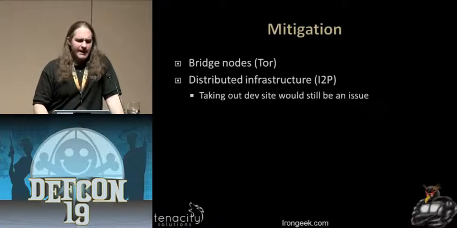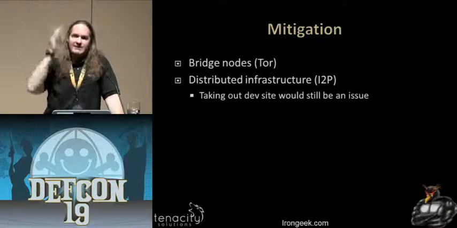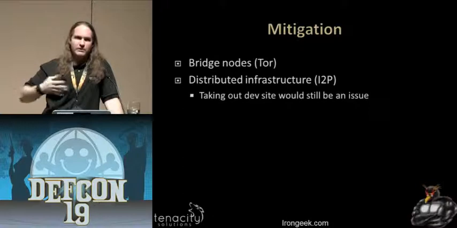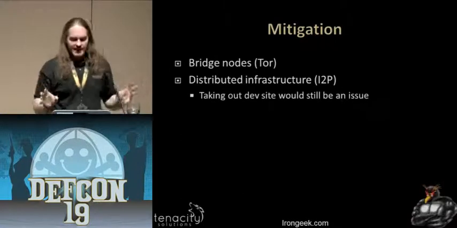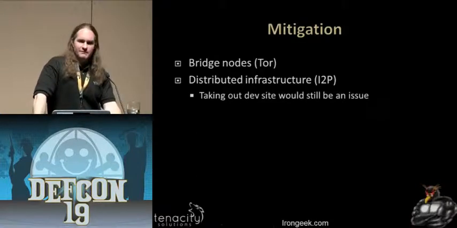Distributed infrastructure may help. For instance, I2P, instead of having core directory servers, tries to do everything in a distributed hash table where everybody's kind of responsible for sharing this information. And once you get in the network and you've had some time to get well integrated into it, this kind of information just comes to you and it's sort of like a distributed database. So that might help somewhat, but even I2P does have some central infrastructure.